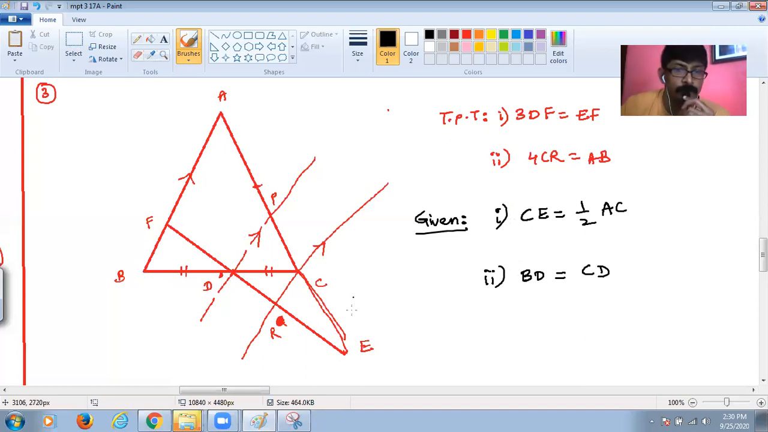Okay. Now, in this case, look at this. If we look at CBA, अगर आपने CBA को देखा, so इसमें क्या है? CD is equal to BD and DP is parallel to AB. So we can say that CP is equal to AP. Why can we say that? Simple, by the converse of midpoint theorem, isn't it? By converse of midpoint theorem, this point P will become the midpoint of AC. You understood, guys? Okay, we'll write it quickly.